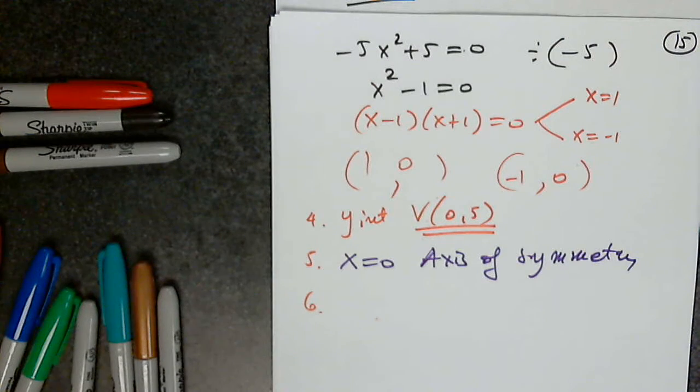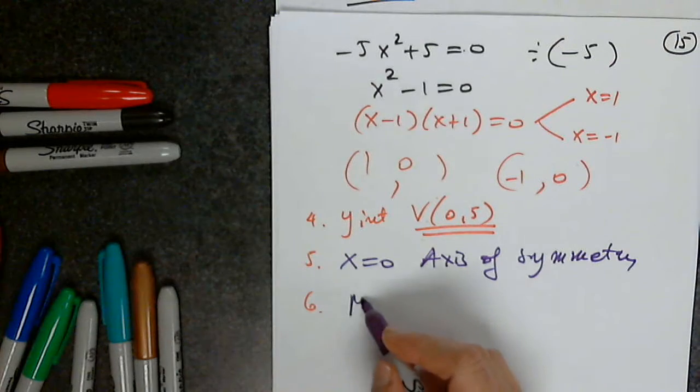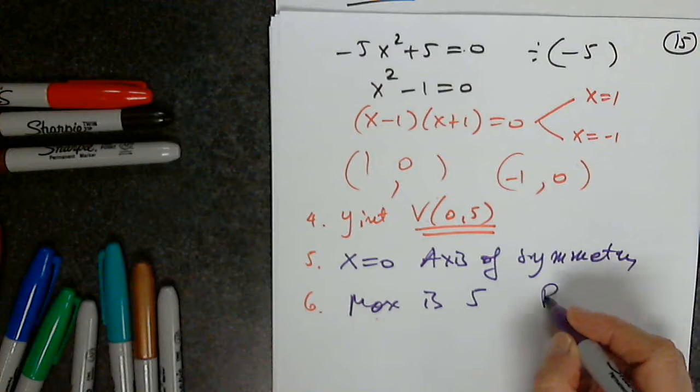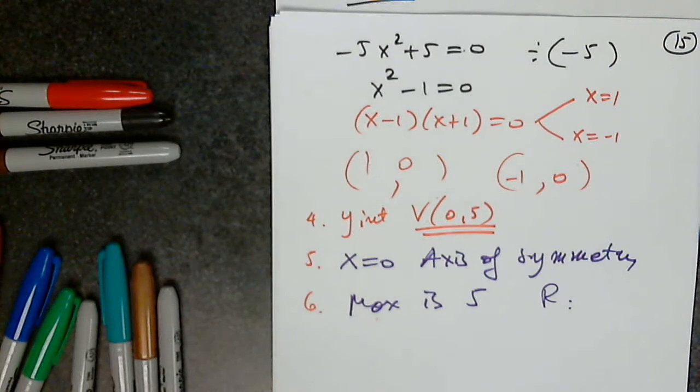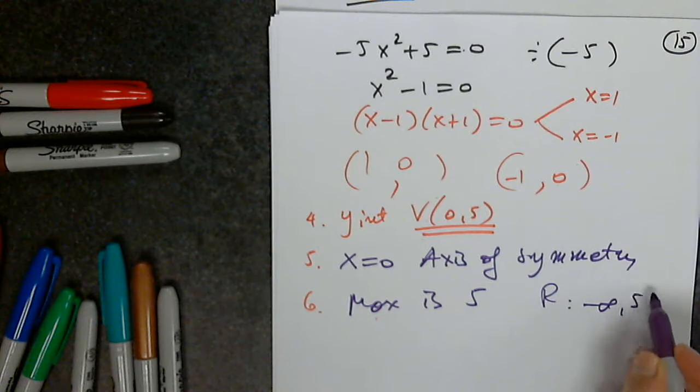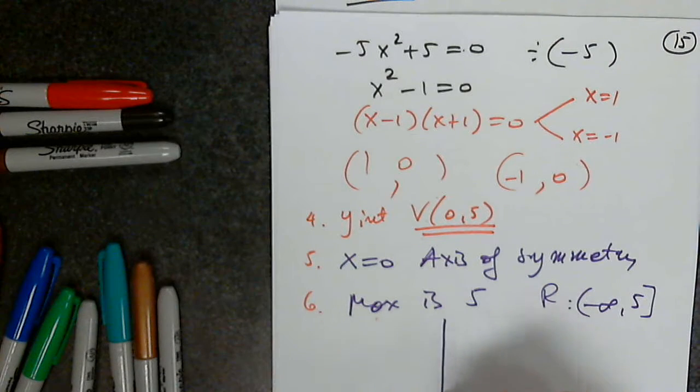Since it has a maximum, the maximum value will be, max is 5. Can anyone give us the range? It has a maximum, and the maximum is 5. To 5. Very good. So let's graph it.